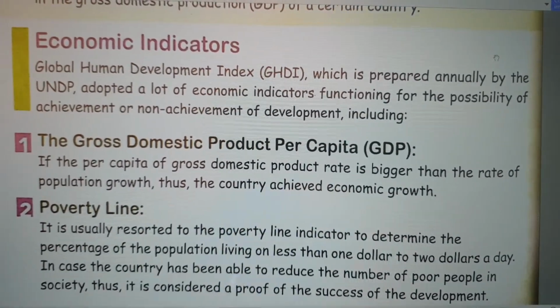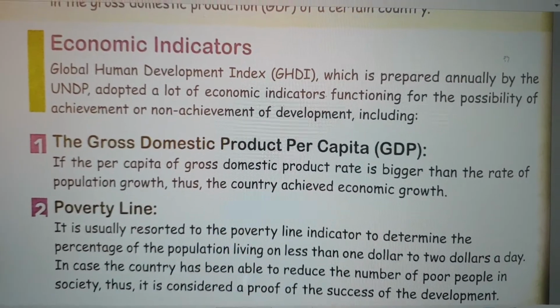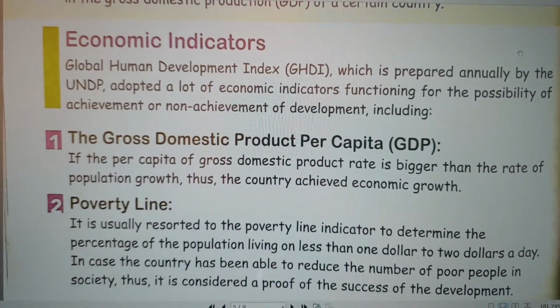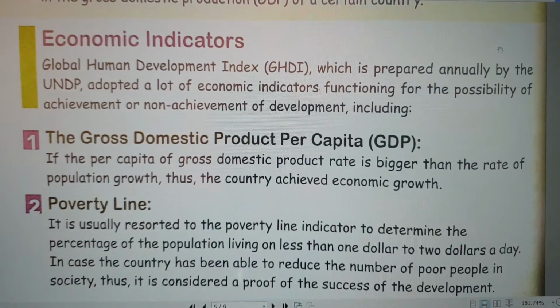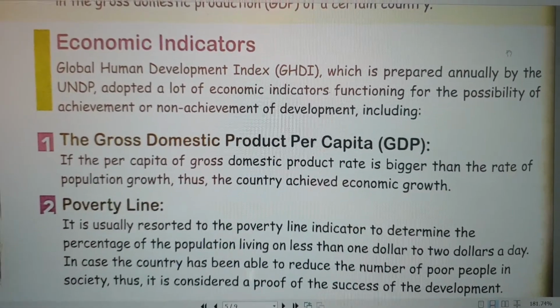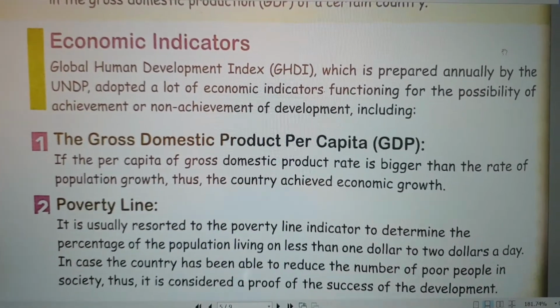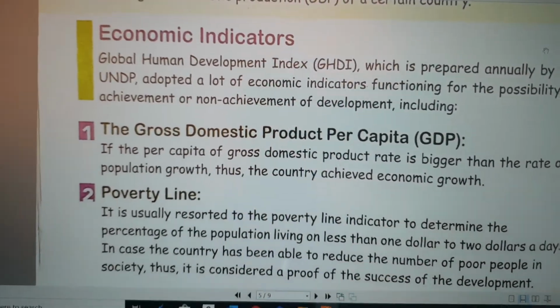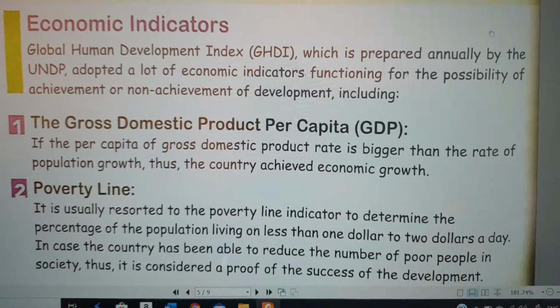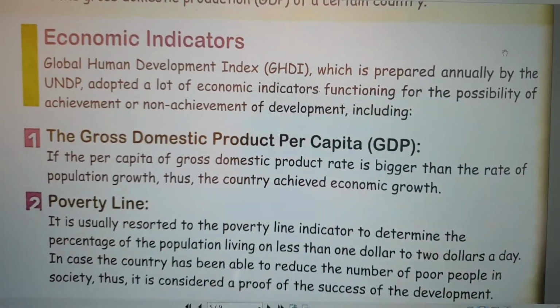Okay, today we'll complete talking about economic development. Last lesson, I think we talked about the economic sectors. Okay, today it will be different. Now, in your country, how can we judge whether this country has a strong economy or not?